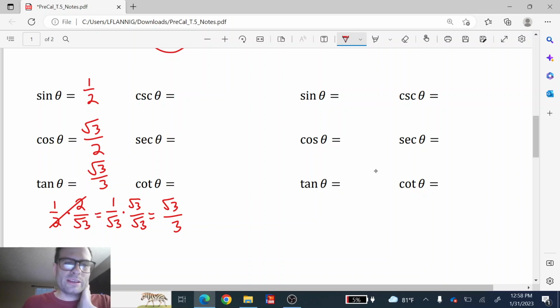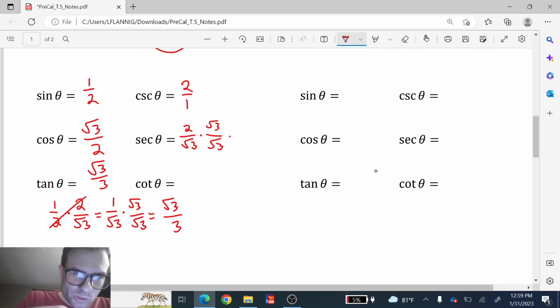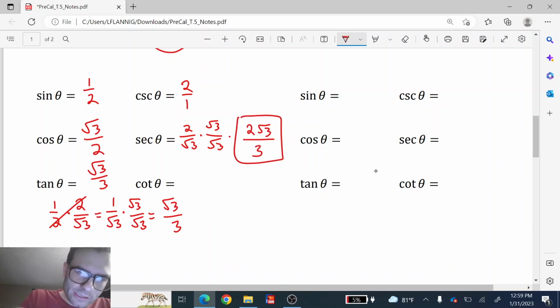The cosecant is just the reciprocal of the sine, so that's 2 over 1. Secant is the reciprocal of the cosine, so 2 over the root of 3. But remember, you can't have a radical in the denominator, so you have to multiply by square root of 3 over square root of 3 to get 2 square roots of 3 over 3 as the final answer.